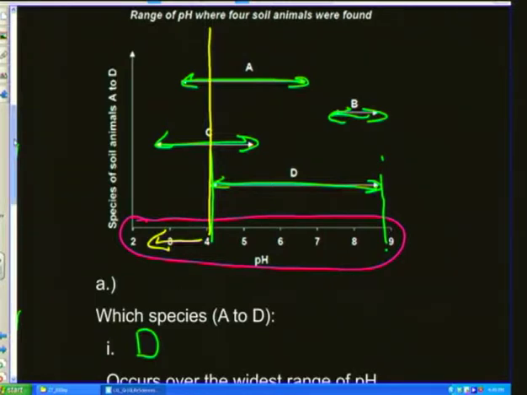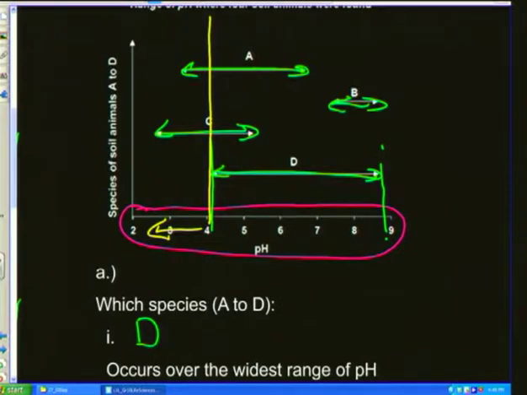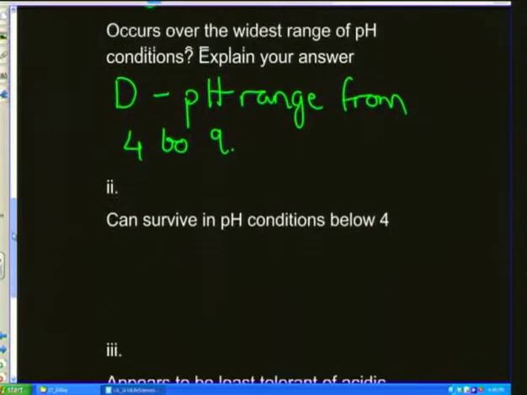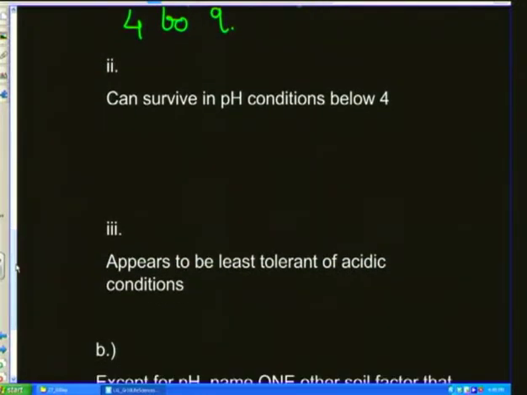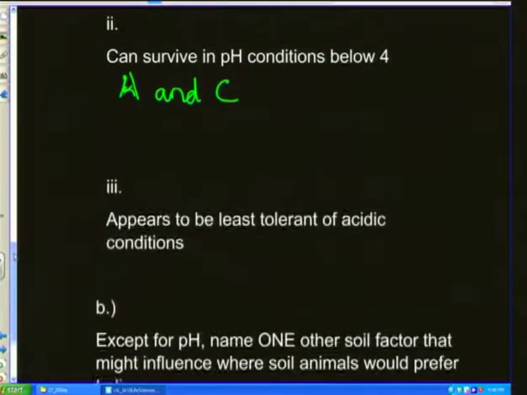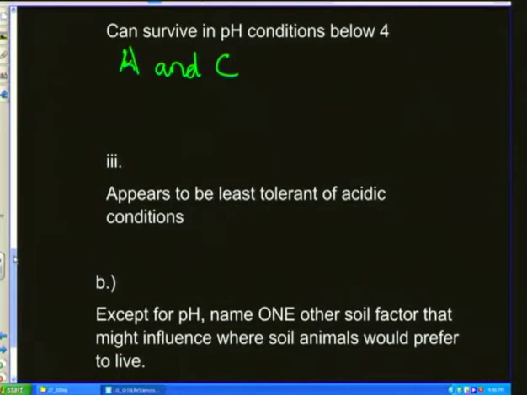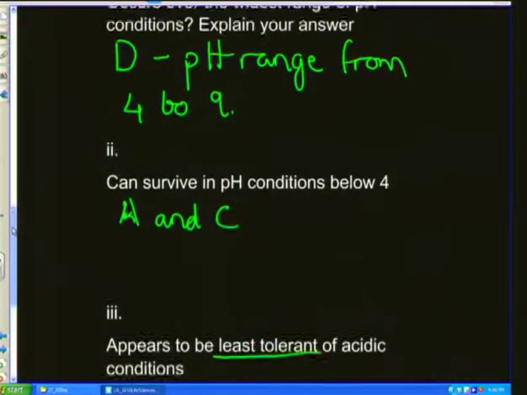Which one is more likely? More likely, I would say, is C, because most of the arrow is below 4, but it could possibly be A. So you can say A and C. It hasn't asked us to explain, so we don't need to, but if you wanted to, you could say that the arrow indicates that the animal lives in a pH range below 4 and appears to be least tolerant of acidic conditions. In other words, it is not good in acid.